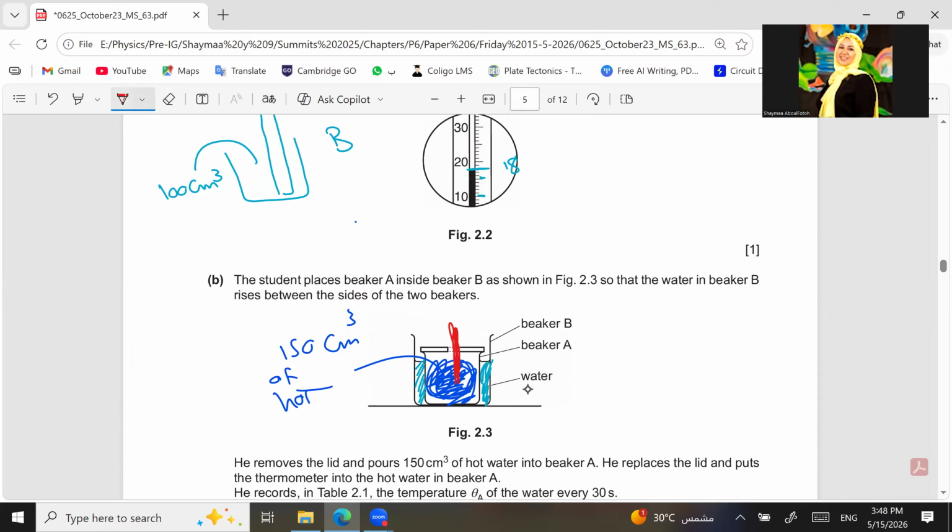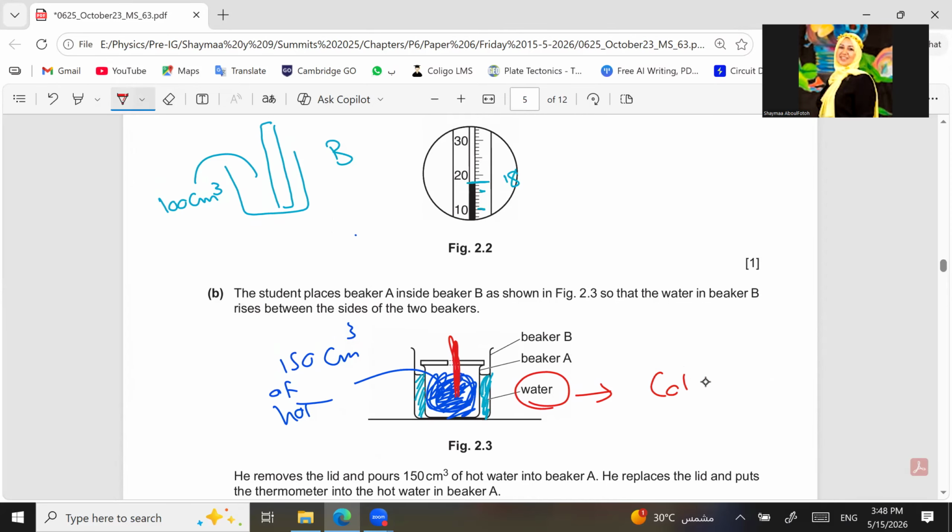Now the first one: I have water in beaker B, but the water in beaker B is cold water. At the beginning, it was cold. And inside beaker A, we have hot water, which is 150 cm³. And then I'm going to record the temperature every 30 seconds.